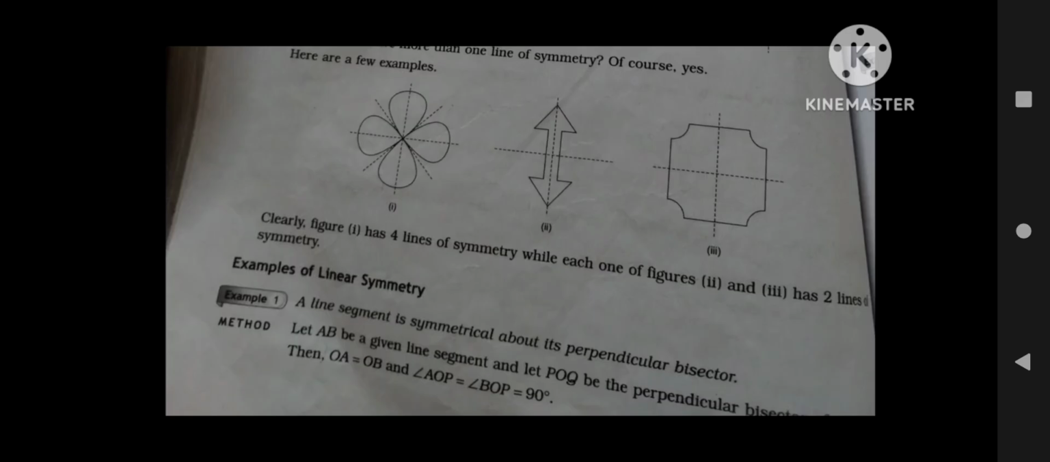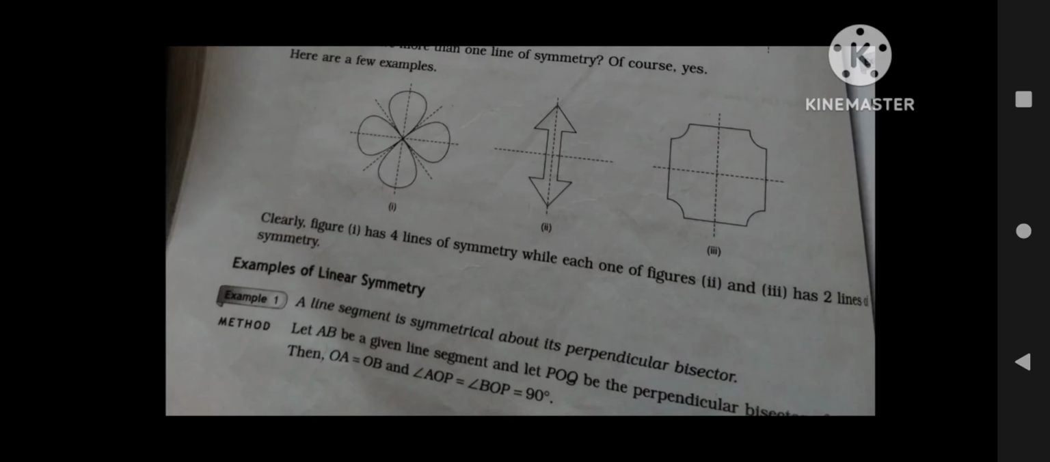Line of symmetry. A line that divides a figure into two parts that exactly overlap or coincide when folded along that line is called a line of symmetry of the figure. In each of the following figures, the dotted line is the line of symmetry. Can a figure have more than one line of symmetry? Of course, yes. Here are a few examples. Clearly, figure 1 has 4 lines of symmetry, while each one of the figures 2 and 3 has 2 lines of symmetry. Examples of linear symmetry.